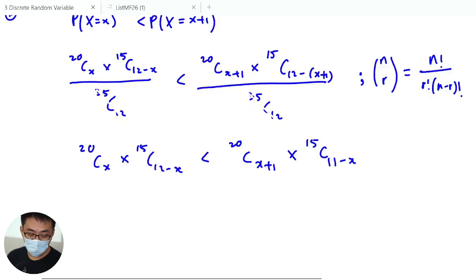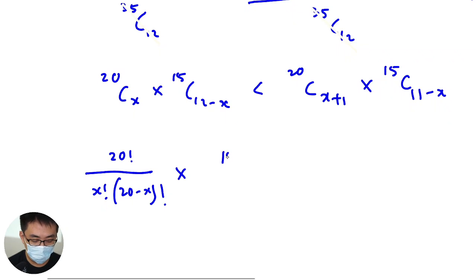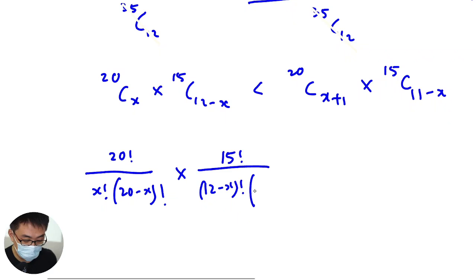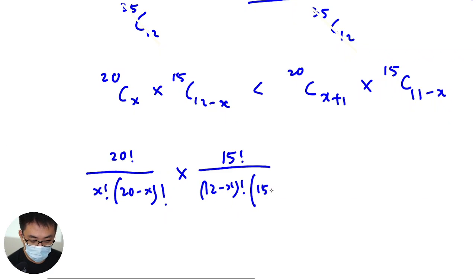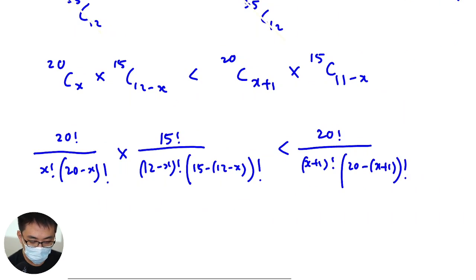Then we're going to slowly do it. This one here. What you get is 20 factorial over x factorial, this is 20 minus x factorial, multiplied by 15 factorial over 12 minus x factorial, times 15 minus 12 minus x. It's gonna be quite messed up, but you just carry it.